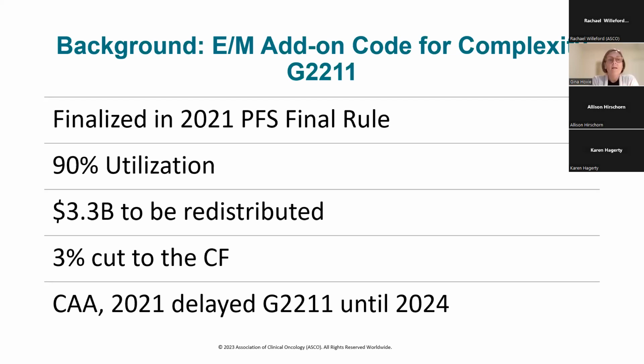That's actually quite high. If that were to be the case, that would cause $3.3 billion in the system to have to be redistributed, which was going to change the RVUs and the reimbursement for services across the board in a negative manner. So that code alone would have caused a 3% cut to the conversion factor. So because this is going on during the pandemic and all those other changes to E&M, what happened was Congress delayed the implementation of this code to prevent the conversion factor from going down so much.